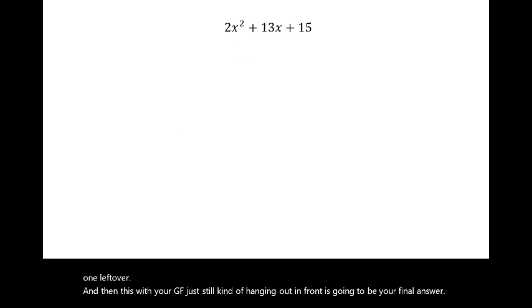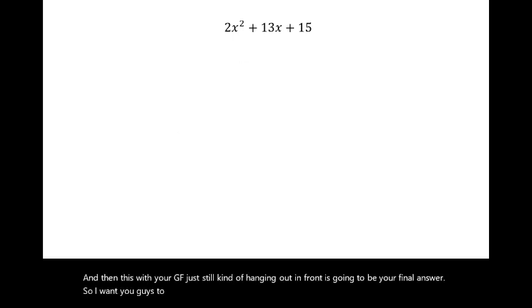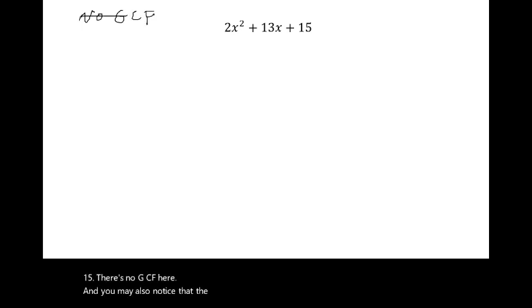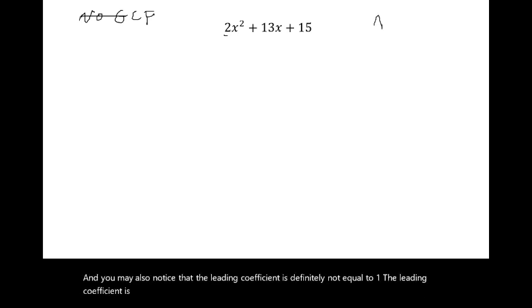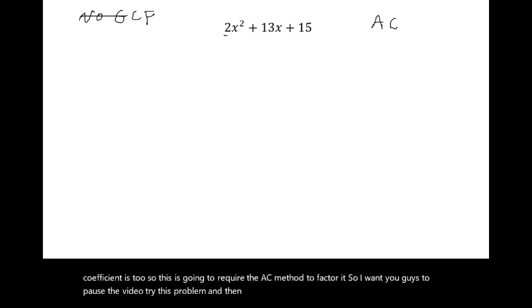So I want you guys to then try this next one. So there is no GCF here because if you look at 2, 13, and 15, there's no GCF here. And you may also notice that the leading coefficient is definitely not equal to 1. The leading coefficient is 2. So this is going to require the AC method to factor it. So I want you guys to pause the video, try this problem, and then resume the video when you are done working.